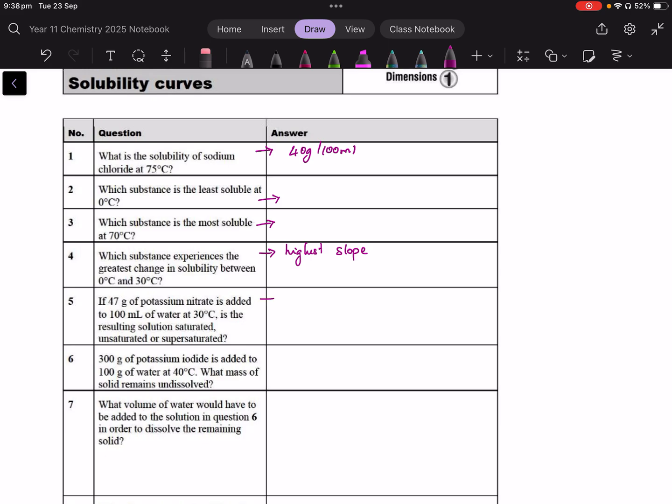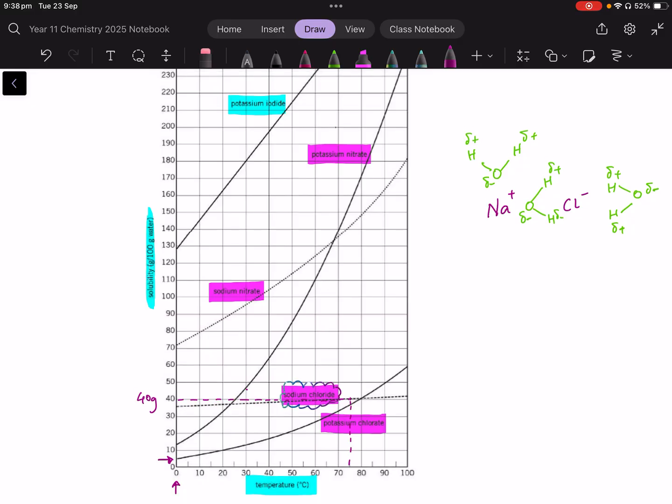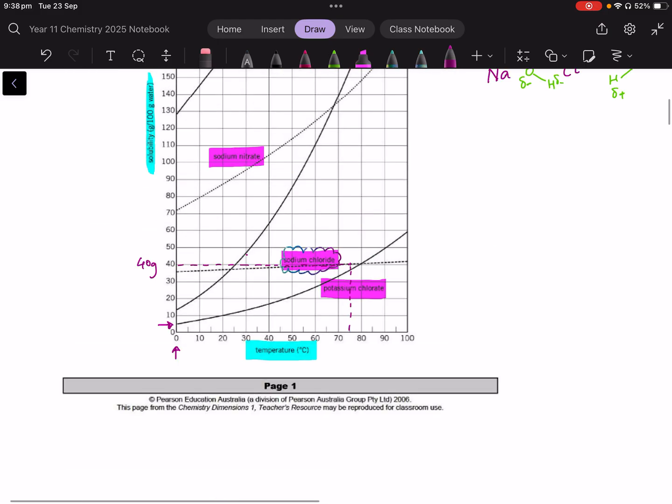Question number 5 here is asking you if 47 grams of potassium nitrate is added to 100 milliliters of water at 30 degrees, is the resulting solution saturated or unsaturated? So you're looking at potassium nitrate, which is this graph here. At what temperature was it again? At 30 degrees. So at 30 degrees, what was the solubility of potassium nitrate? It's about 47 grams here. Is it saturated, unsaturated, or supersaturated?